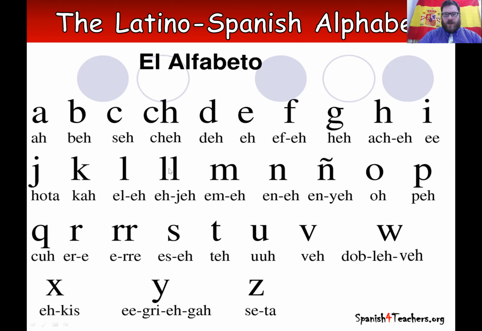Ka, L. If it's one L, it sounds like L in English. If it's two L's, it's like a Y sound. M, we know. N, same as in English. This one here is called a tilde, this little squiggly line over the N. Only Spanish, I think, has this. It's very symbolic for the Spanish language. This one makes the n sound into a ña, like an N and a Y together.